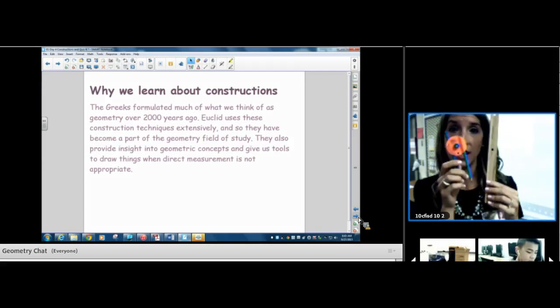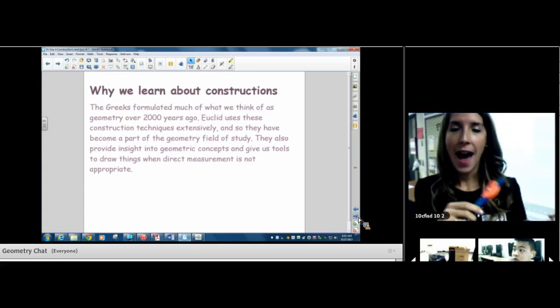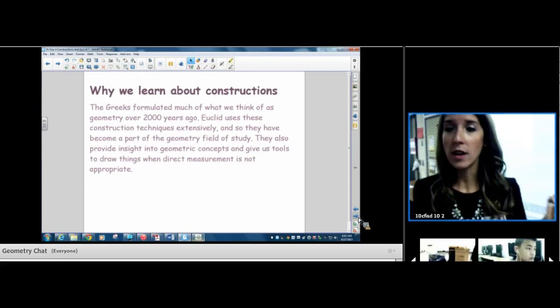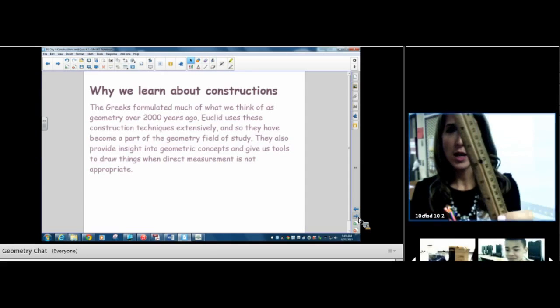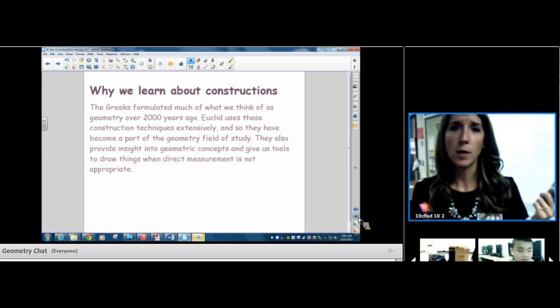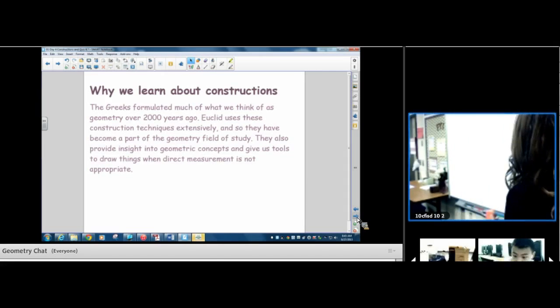Also, by using these two instruments that were used so long ago, it really gives us insight as to how geometric concepts work and when direct measurement is not appropriate, like using the ruler side of the ruler when we don't need to use that, okay? So that's what constructions are.